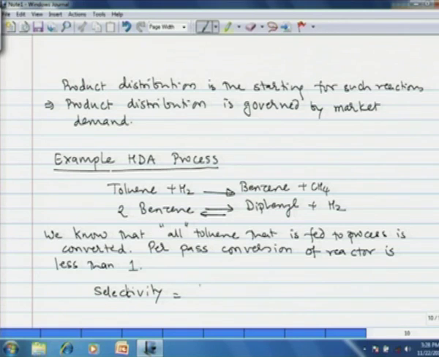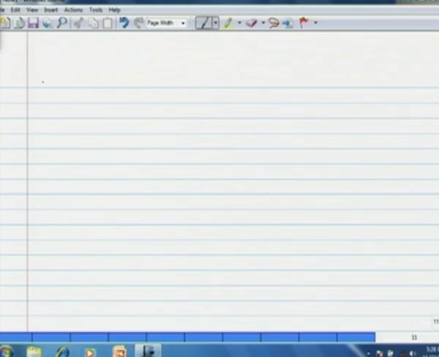So, we use the former definition, that is moles of benzene formed, which is the desired product of the process, divided by moles of toluene that are converted. We also assume that we recover and remove all benzene.